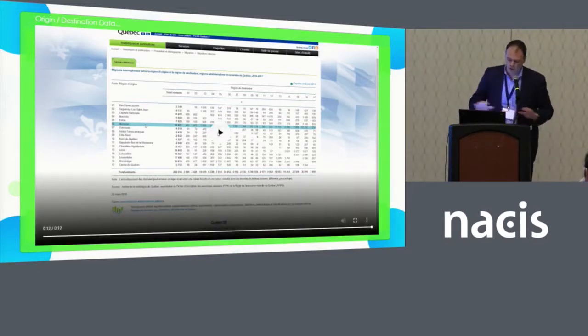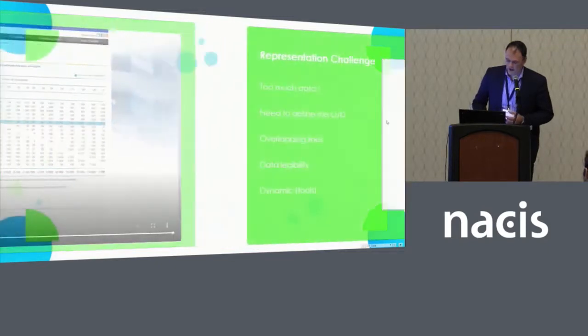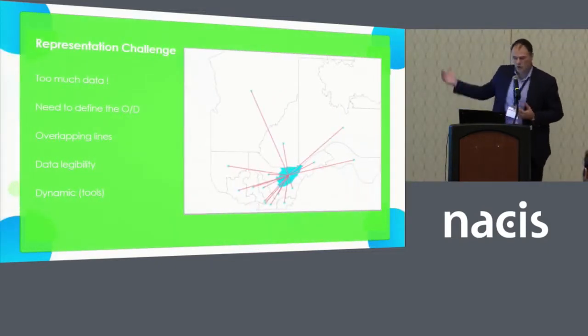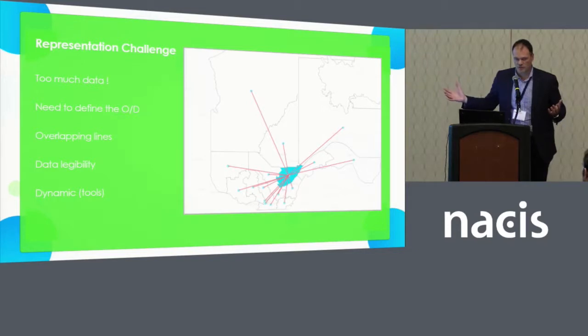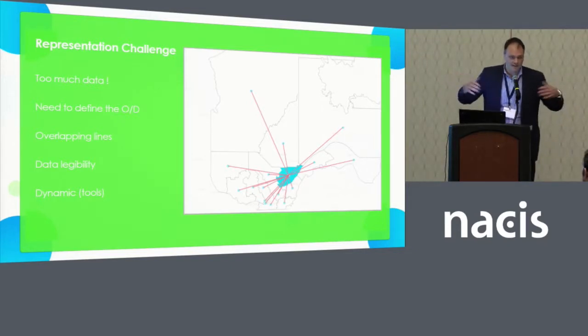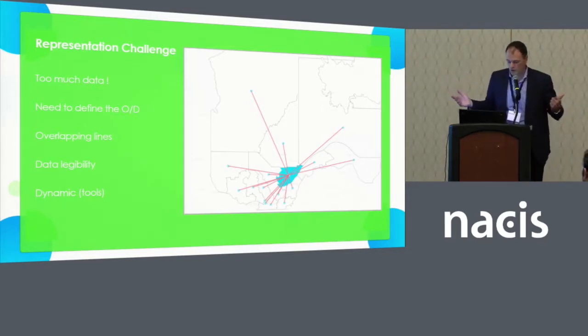So it's a very simple matrix. And the thing with that matrix is that the more items you have on your map, the more complex it gets. You really end up having a representational challenge, because it's a matrix and you could have hundreds of links between all those items. So too much data to represent. You need a way to define your origin or destination, so there has to be some user interaction in here. There's also the challenge of legibility. This can be very hard to read and understand and figure out.